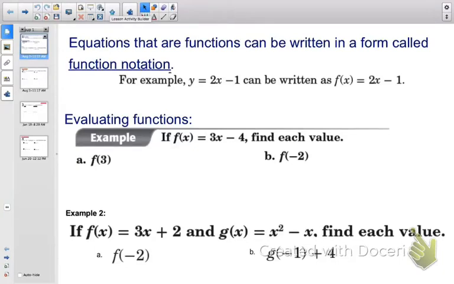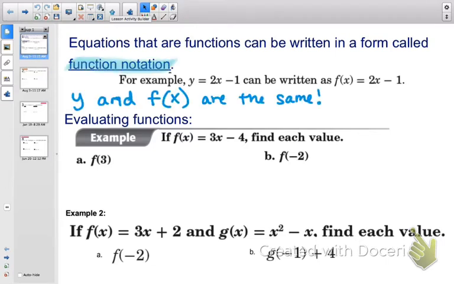All right, our last topic for this chapter is function notation. So basically all it is, is that y and f of x are the same thing. So if you see y equals, we can just write f of x equals. And then the number in parentheses is what you're going to plug in for x.